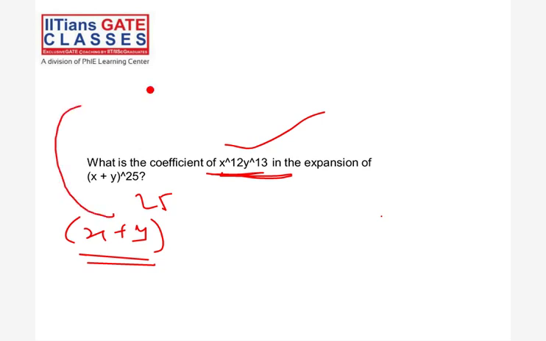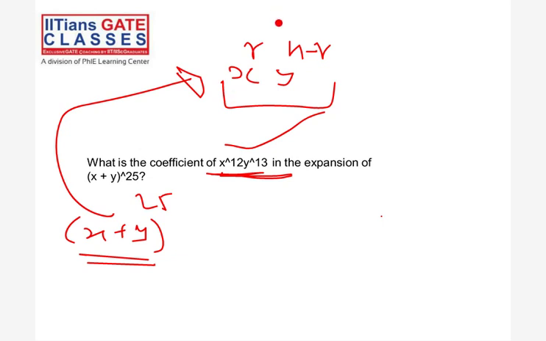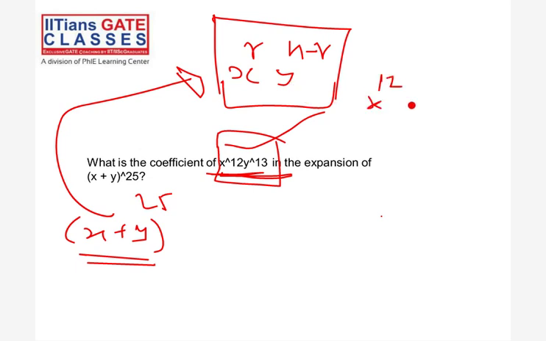You already know that when you expand this, the terms you get are of this form: x^r y^(n-r). So this is the type of terms that you get. So he is asking what is the coefficient. By coefficient he means how many of these terms are possible, how many terms of x^12 y^13 are possible, he is asking.